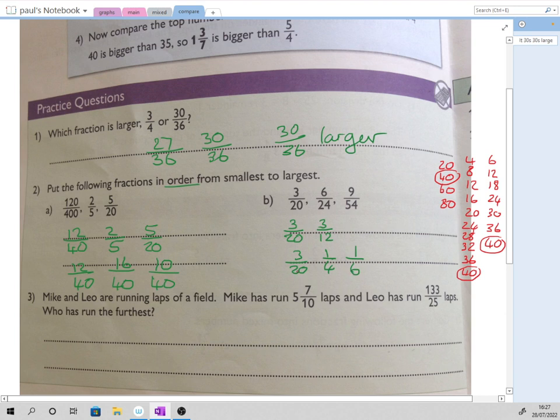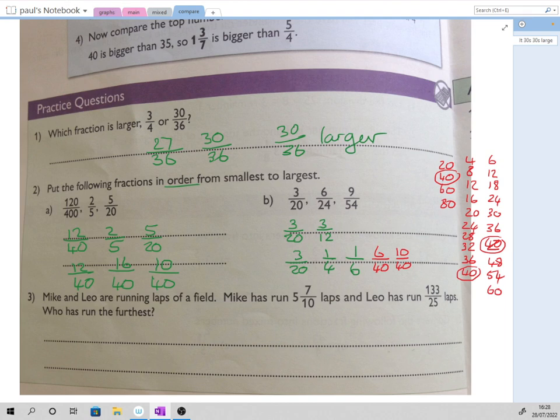So now I'm going to change everything into something over 40. So 3 over 20, I double it, becomes 6 over 40. 4, to get 40, multiply by 10, which gives me 10 over 40. And 6, that's 42, isn't it? 42, 48, 54, 60. It's 60. Yeah.